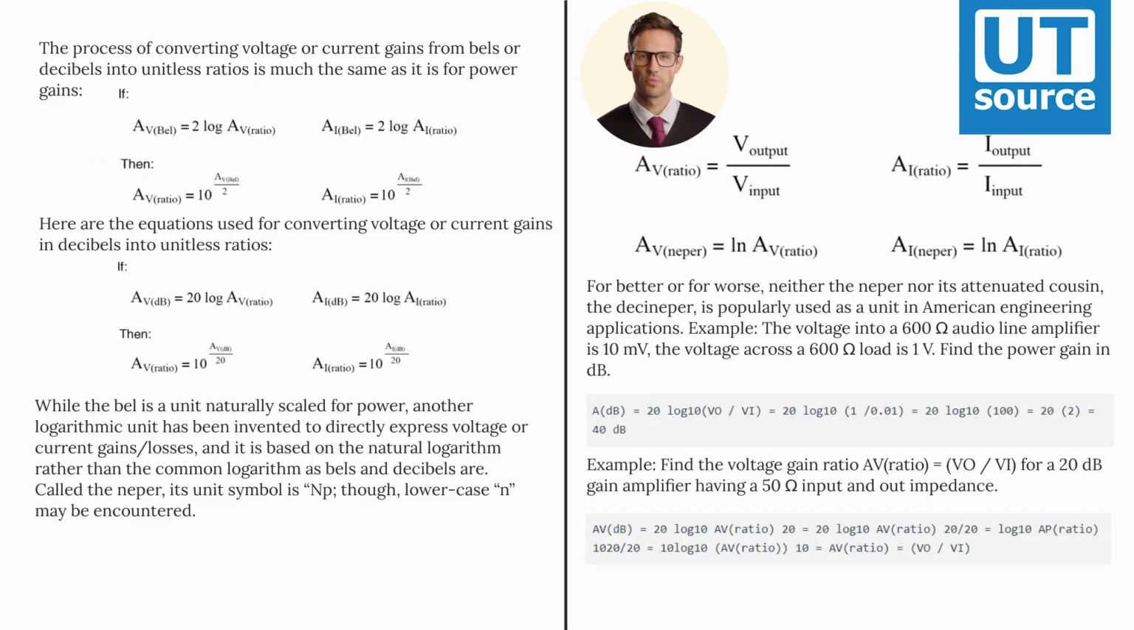The process of converting voltage or current gains from bells or decibels into unitless ratios is much the same as it is for power gains. Here are the equations used for converting voltage or current gains in decibels into unitless ratios.